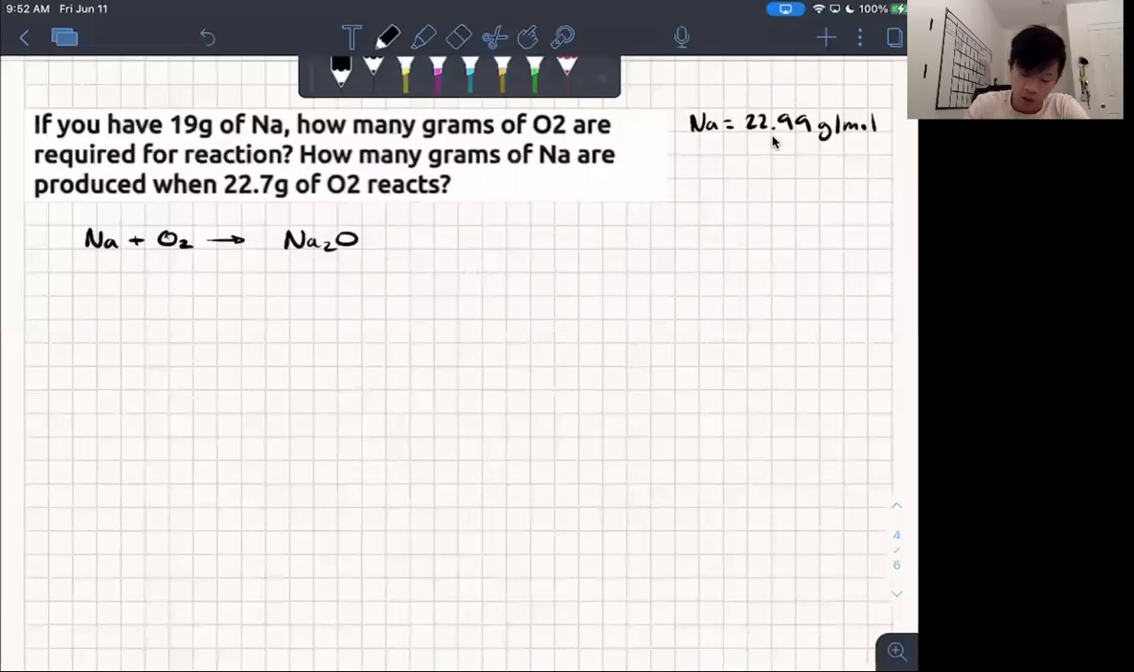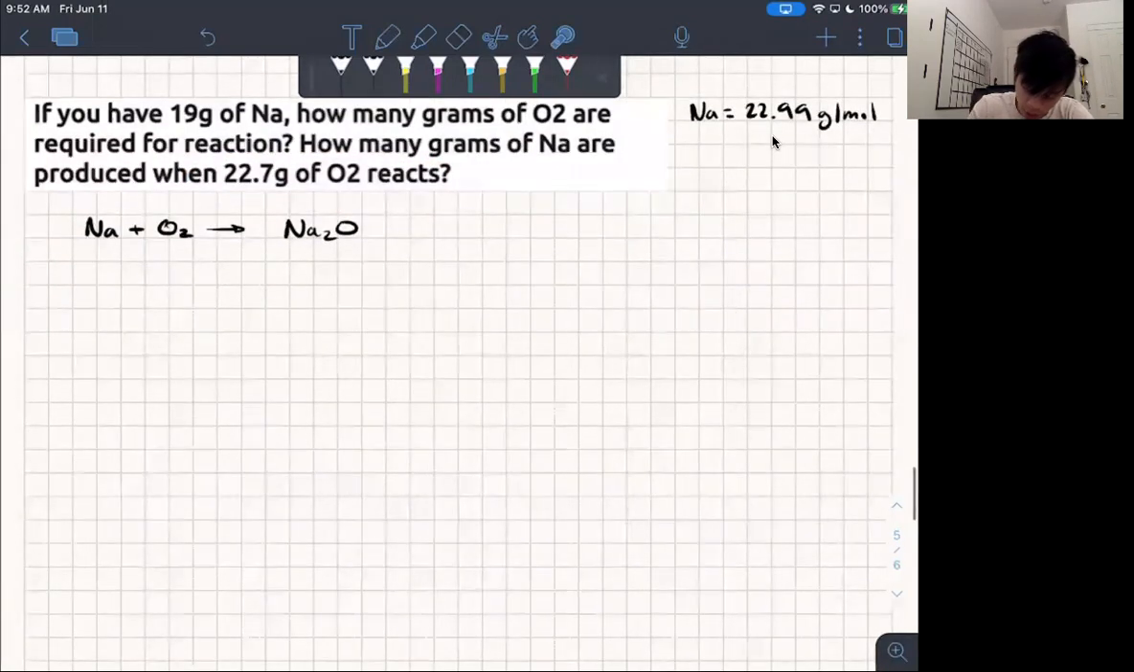Hey guys, so today we'll be doing this problem right here that was submitted by Marie. It says, if you have 19 grams of sodium, how many grams of oxygen gas are required for this reaction? And then after that, how many grams of sodium are produced if 22.7 grams of oxygen gas react? So let's do this first part right here.